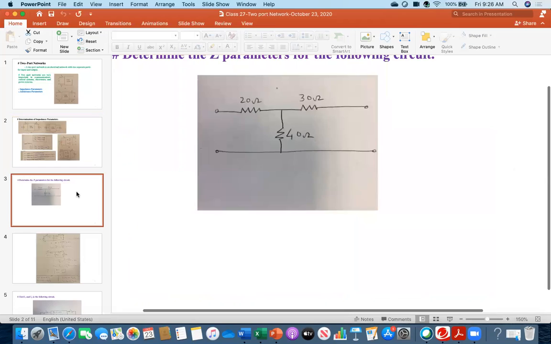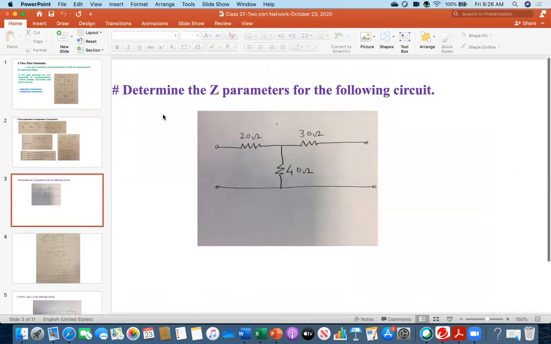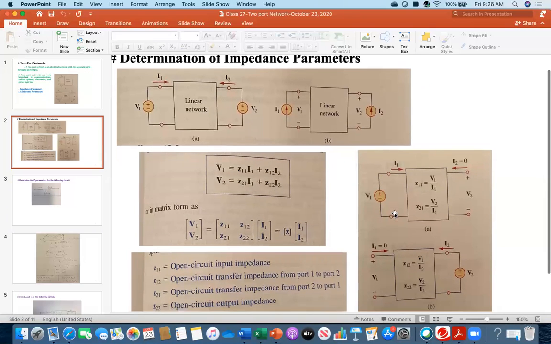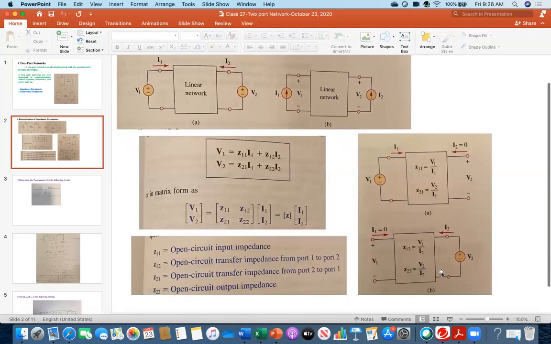Okay. Now everybody see the problem. Determine the G parameters, meaning the impedance parameters, for the following circuit. Now this is a circuit. There is 20 ohm, 30 ohm, 40 ohm. These values are given. This is port number 1, terminals 1 and 2, and this is port number 2. With respect to this circuit, find out the G parameters. G parameters means find out those four: G11, G12, G21, G22. So exactly we will be following these two methods.